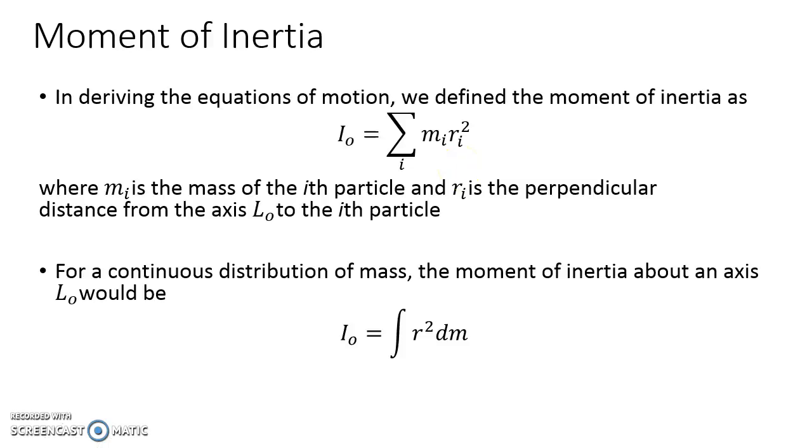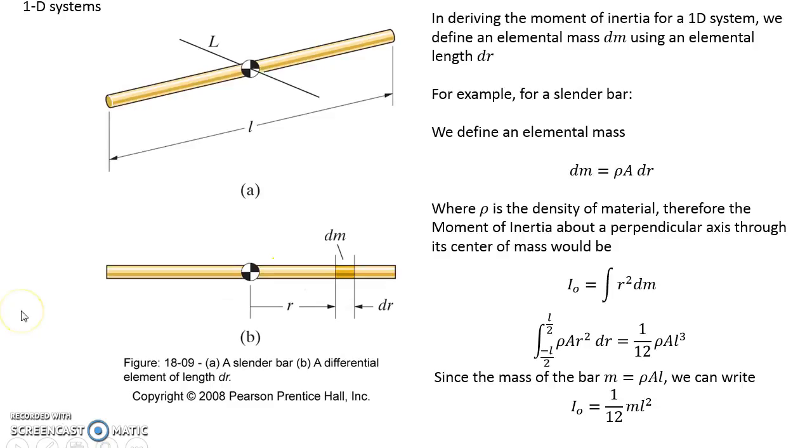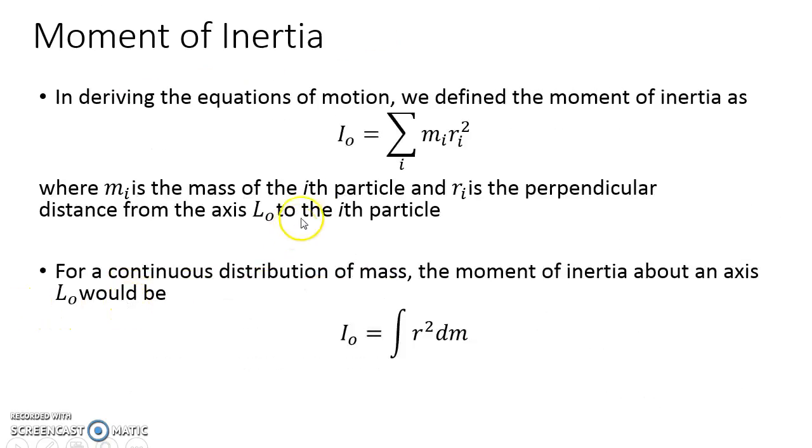And we looked at some cases last time. Now, if we're dealing with a continuous system, a continuous distribution of mass, then that moment of inertia summation becomes an integral. And so this is what it looks like. Of course, it will be the integral of the distance squared. That distance, remember, is the distance from the mass to the axis, and it's perpendicular to the axis, over dm. Okay, so it's the integral of the distance squared over your elemental mass, dm.